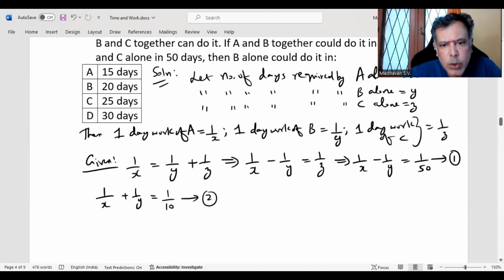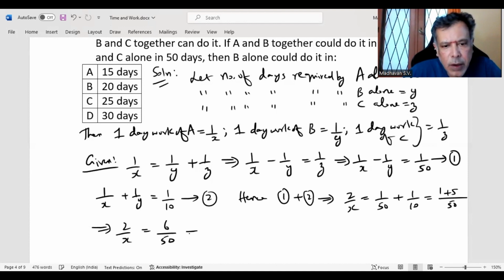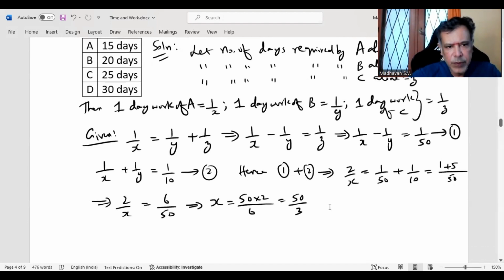Now let us add equations 1 and 2. Hence, 1 plus 2, we will get 1 by X plus 1 by X, we get 2 by X. Minus 1 by Y plus 1 by Y gets cancelled. And on the right hand side, it becomes 1 by 50 plus 1 by 10. Here the LCM is 50. So 1 plus 5, we get 2 by X is equal to 6 by 50. Or X is equal to 50 into 2 by 6, which is nothing but 50 by 3. So the X value is 50 by 3.